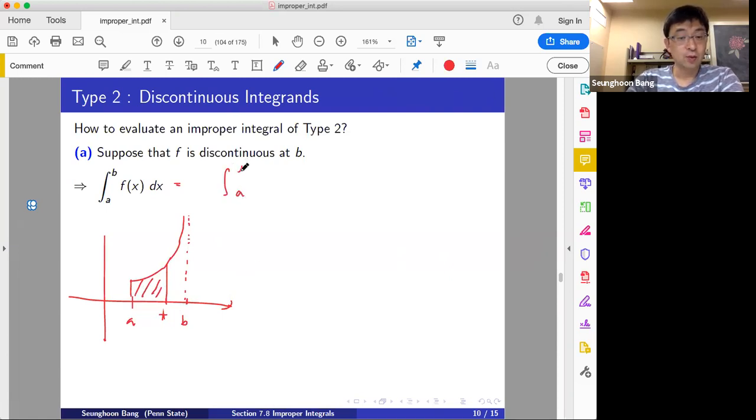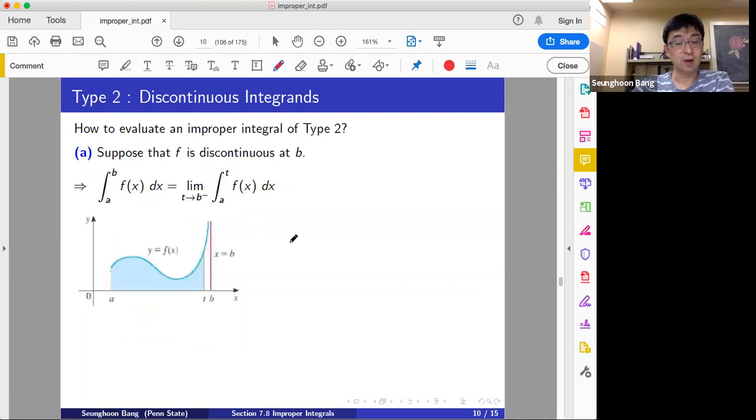The integral from a to t of f of x dx. So how can you find the exact area under the curve from a to b? The idea is very simple. The t value approaches b from the left. So you have to move t, add more area. T more, add area. T is going to b. This is the idea: take the limit as the t value approaches b from the left.